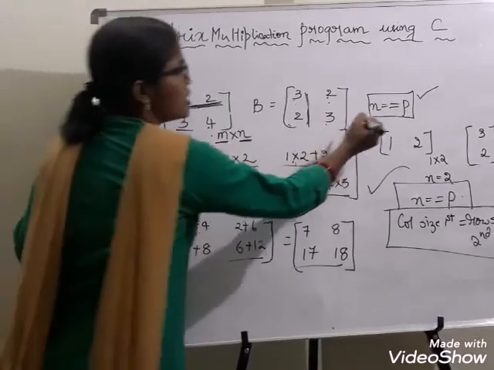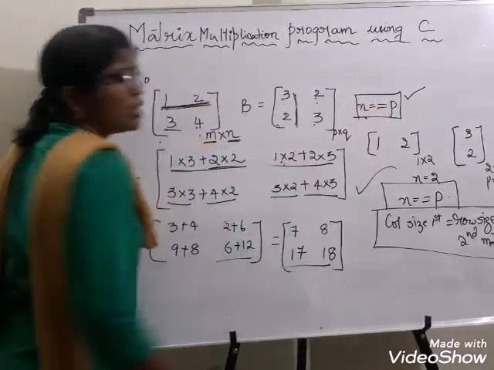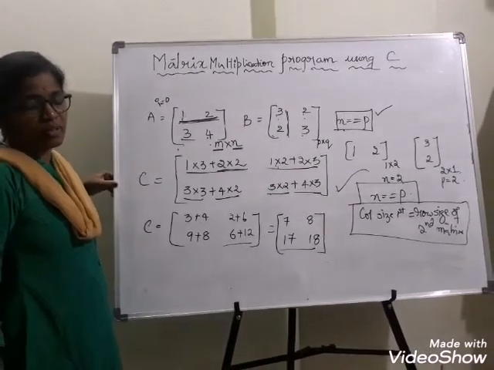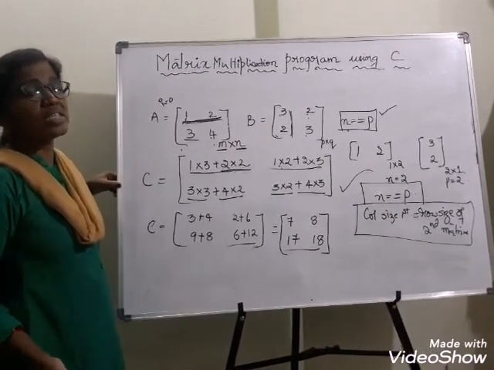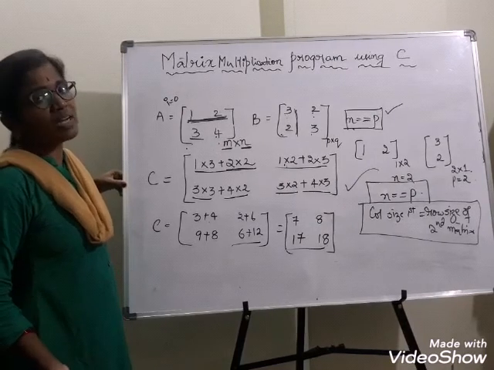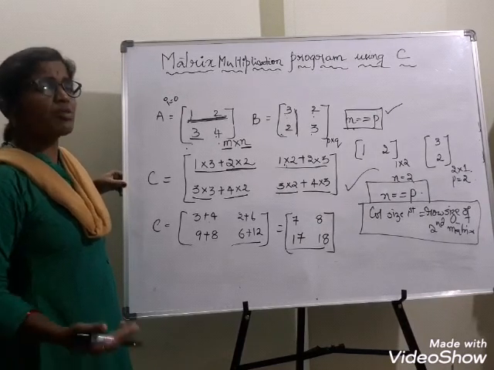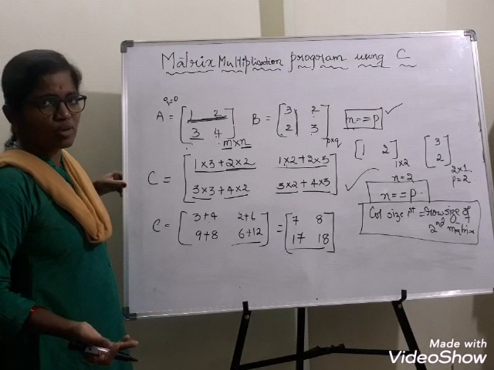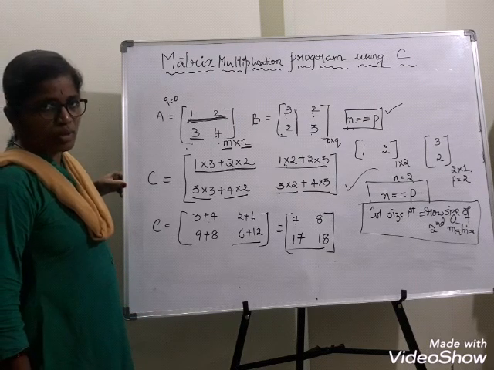Because only when this condition becomes true, then only I can perform the matrix multiplication. Then I will start reading the second matrix. Then I will perform the matrix multiplication. Otherwise, I will just tell that the matrix multiplication is not possible to perform. Okay?